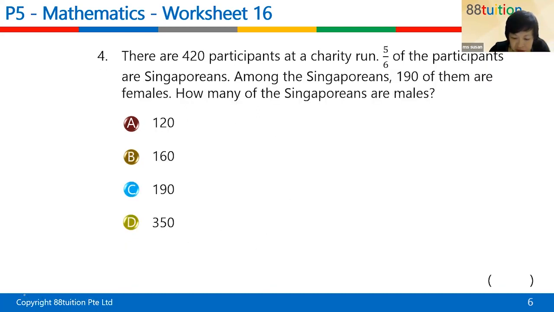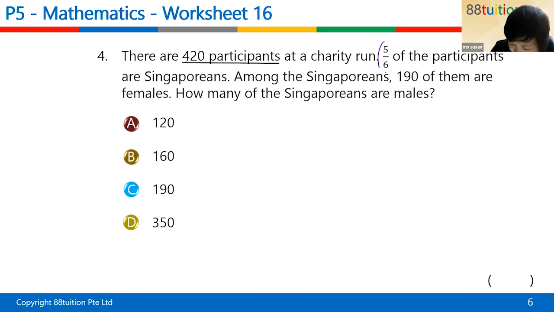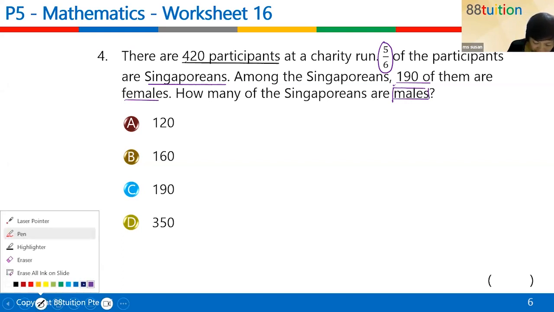All right, the charity run has 420 participants. However, there are only 6 of the participants who are Singaporeans. And among the Singaporeans, 190 of them are female and the rest are male. So meaning to say, the question wants you to find males. All right, let's take a look how we can do this.